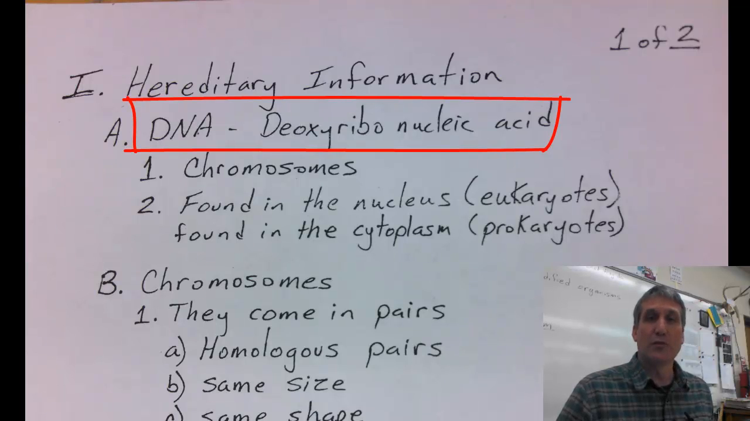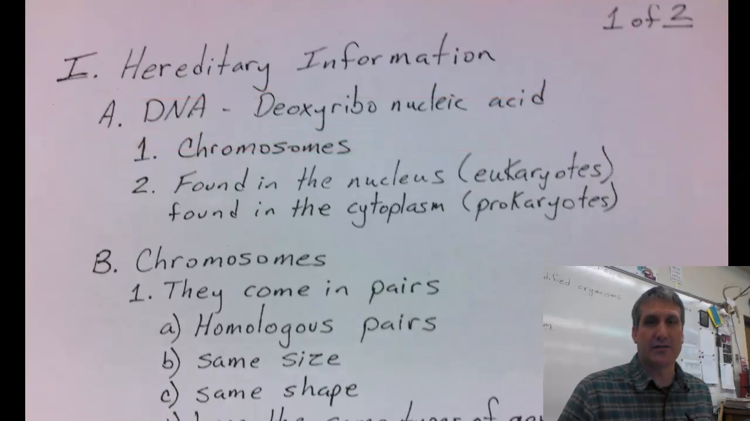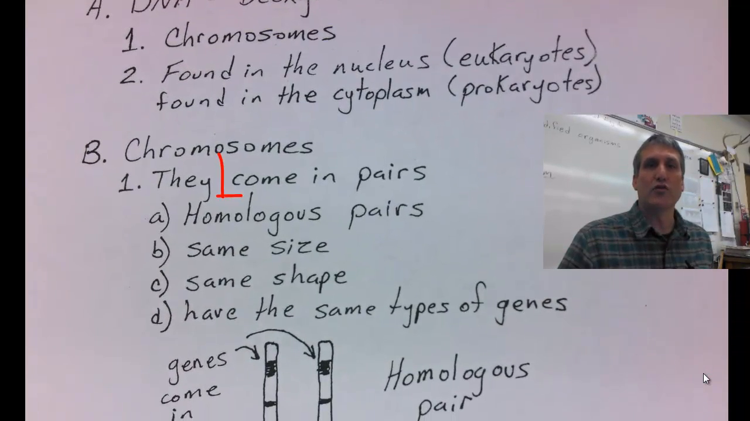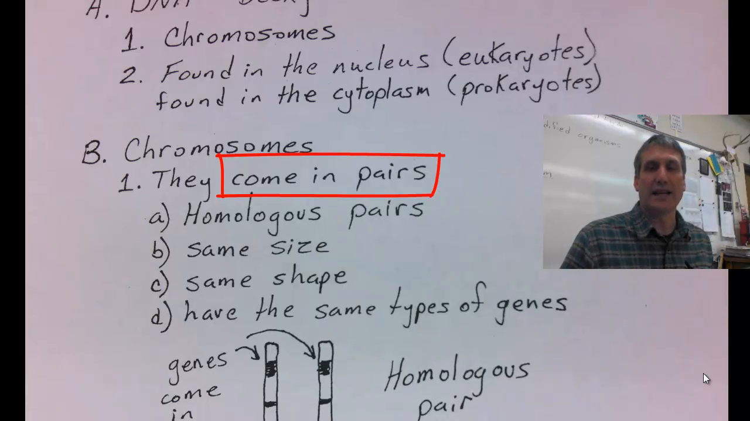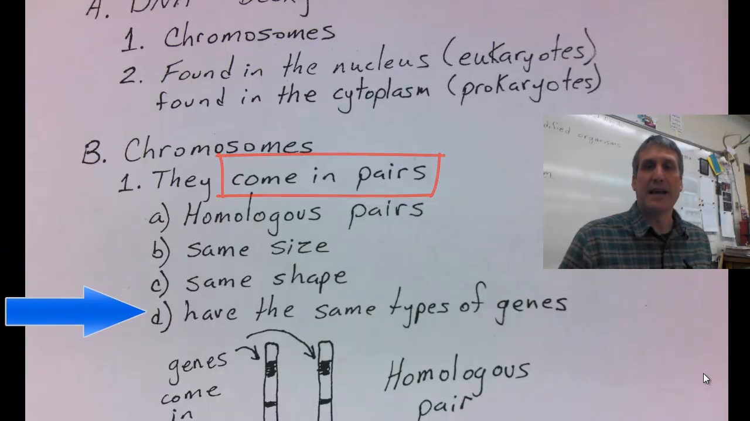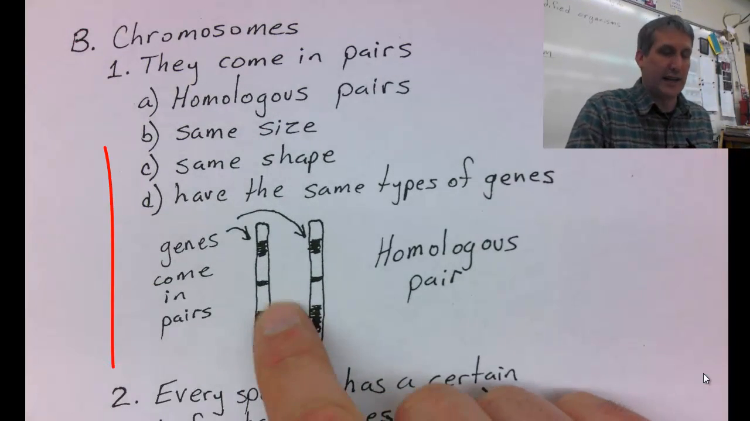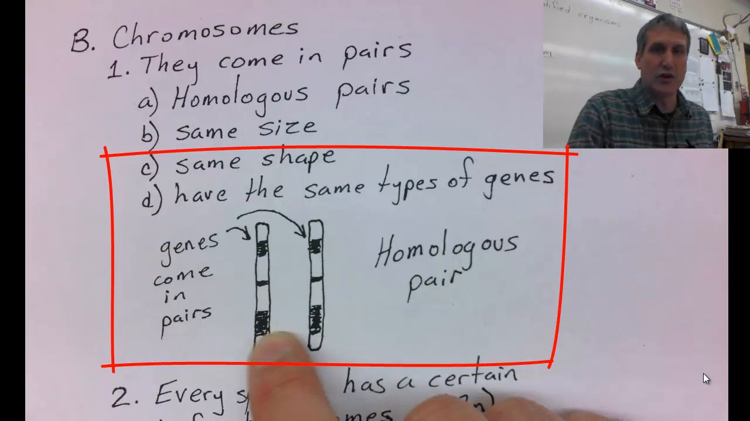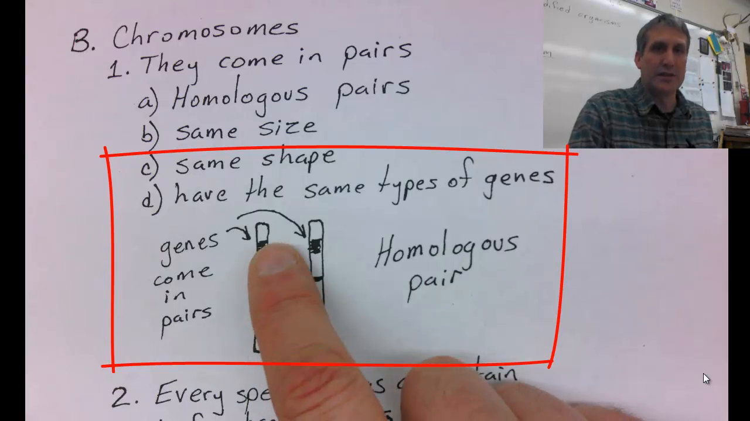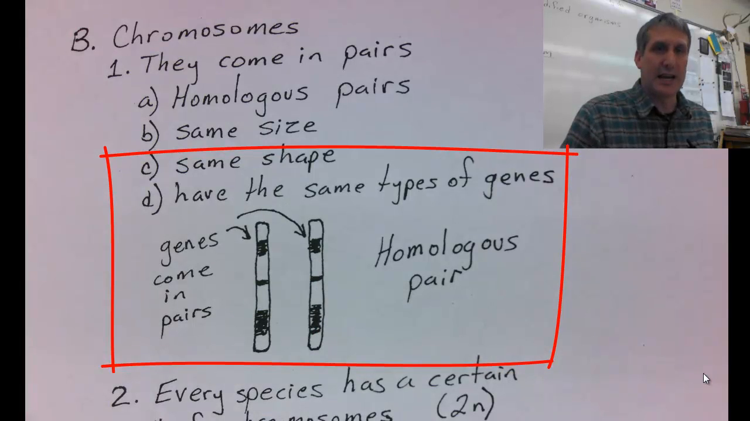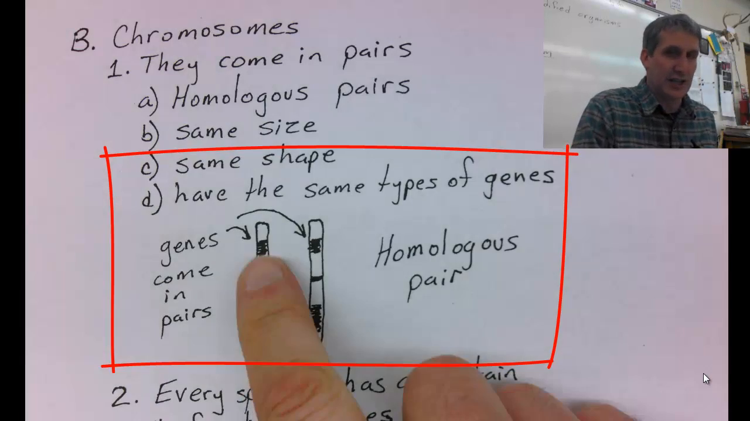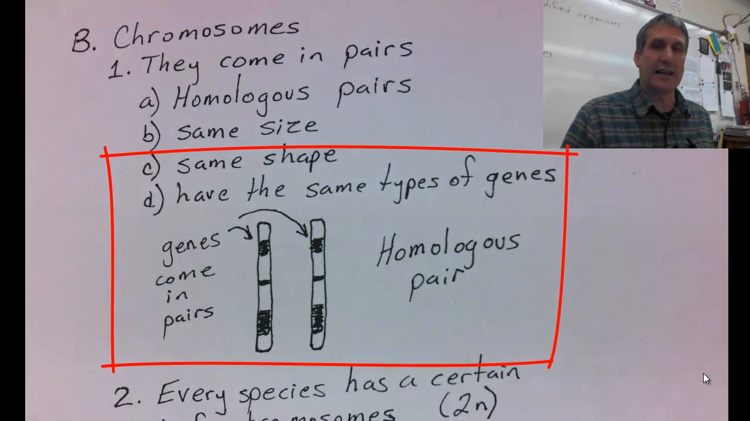deoxyribonucleic acid. Chromosomes are made from DNA and are found in the nucleus in eukaryotic cells and in the cytoplasm of prokaryotic cells. It's important to remember that chromosomes come in pairs. They're called homologous pairs or homologous chromosomes. They're the same size, the same shape, and have the same types of genes. For instance, in this drawing, these are supposed to represent homologous chromosomes or a homologous pair. Notice they're the same size, the same shape, and have the same types of genes represented as these darkened in areas.